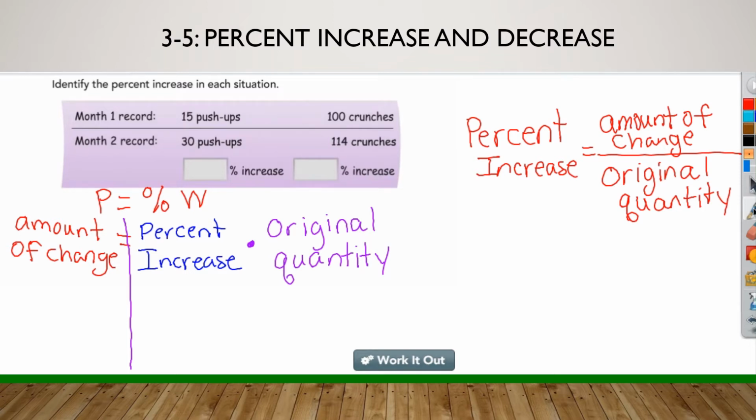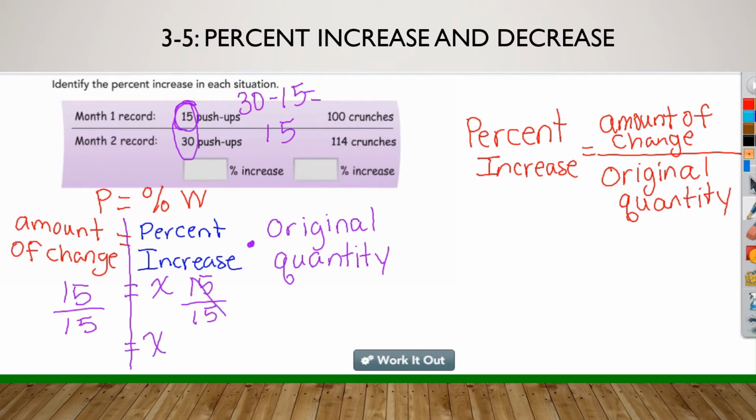To get the amount of change between 30 and 15, all you have to do is subtract the two numbers. What is 30 minus 15? Well, that equals 15. So that will be our part, which is 15. And what is the percent increase? Well, that's what we're looking for, so we'll just use a variable. And our original quantity is from month 1, which is 15. So we'll use that. Now we have to isolate our variable by dividing 15 on both sides of the equal sign. I'm left with x on this side and then 1 on this side.